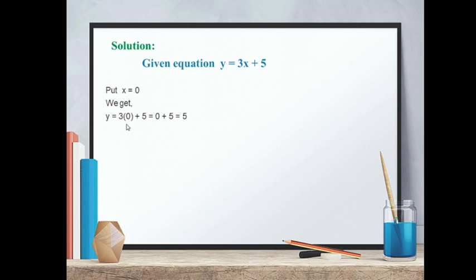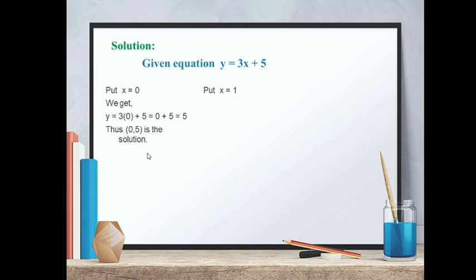So here I kept x as 0, so in place of x I will write 0, that is 3 into x can be written as 3 into 0 plus 5. Then 3 into 0 will be 0, so we got 0 plus 5, and 0 plus 5 is equal to 5. So here we got y equals 5. Thus 0 comma 5 is the solution. Again, are there any other possibilities? Yes.